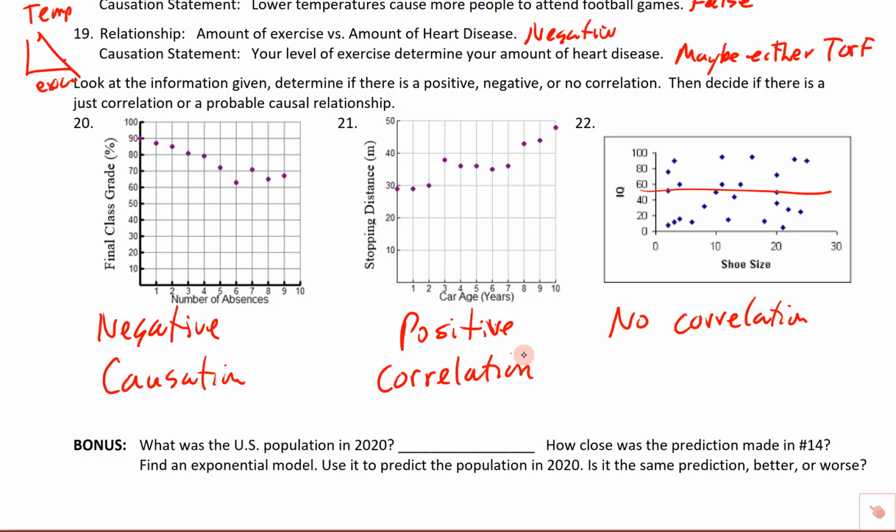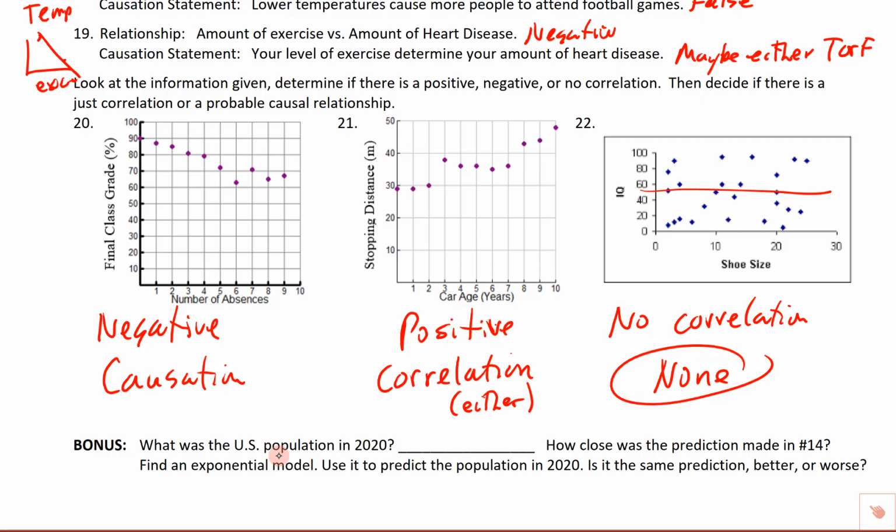Now, you could make an argument for either one of these, but this would be my argument for this being just a correlation. As things have gotten better, technology-wise, with cars and engineering and design, it may be that the older cars just were not designed to stop very well. It may have something to do with weight or different things like that. So we could probably get away with either. In fact, I'm going to put in parentheses that on that one, maybe we take either correlation or causation. And then this one right here, we just flat out say none. There's no relationship there, so we really don't have anything to say about that.